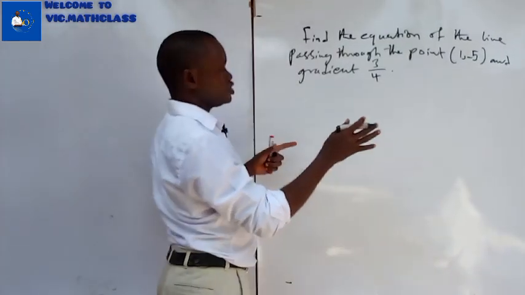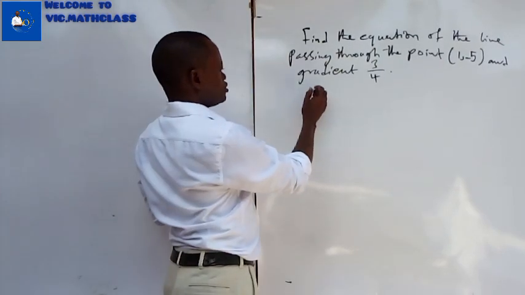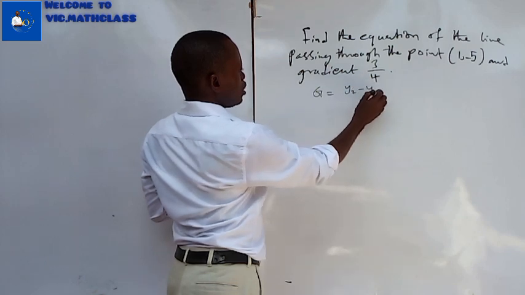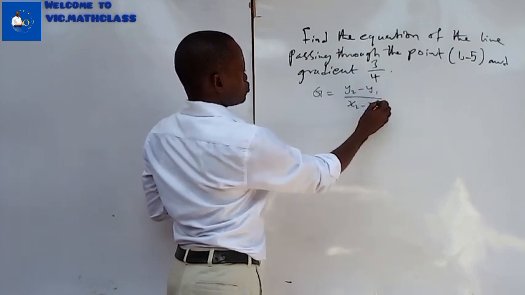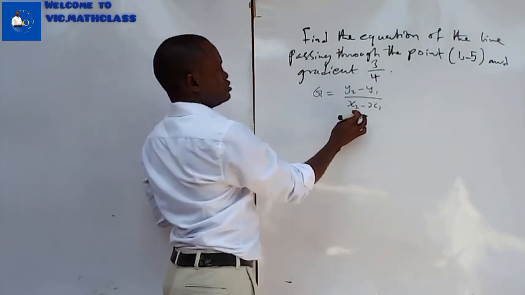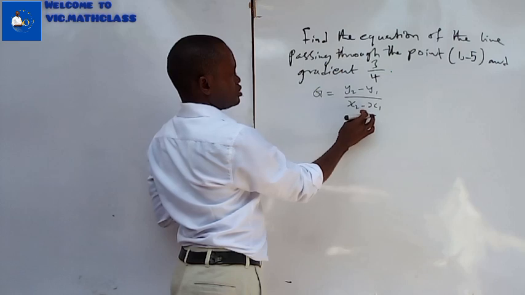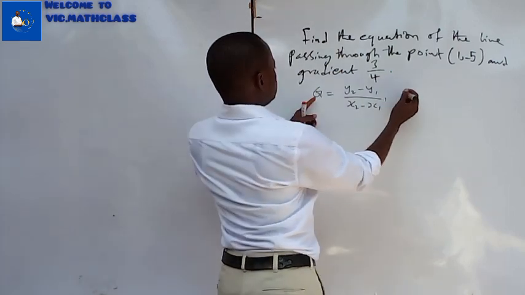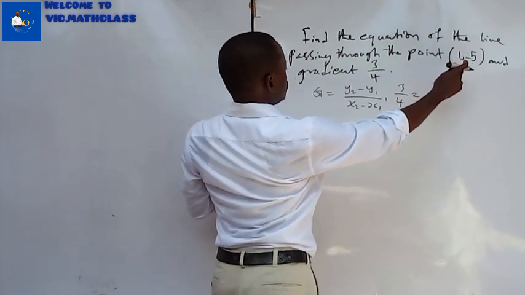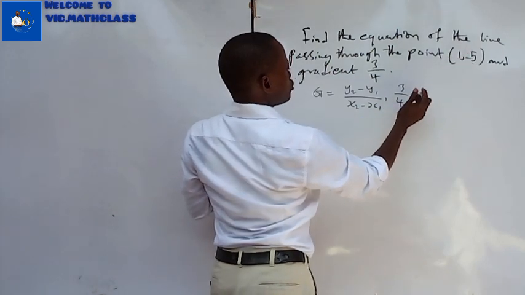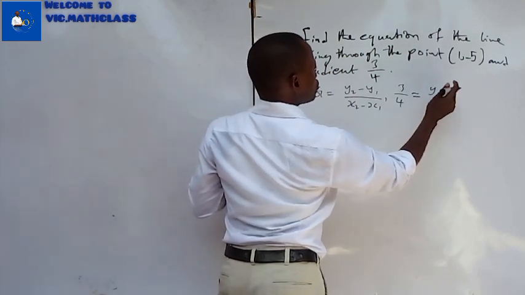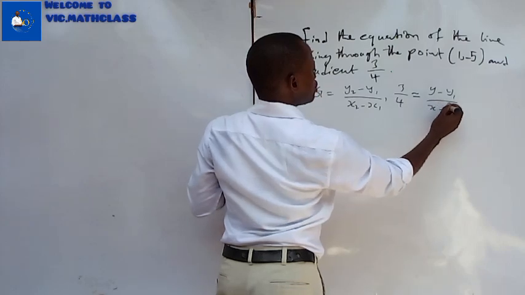You realize from the expression I gave that gradient G is equal to y2 minus y1 over x2 minus x1. So you realize that this is the gradient and this is the increment, and this is the increment. This is for y-axis and this is for x-axis. So if we establish this, we are going to have 3 over 4 equals to the expression we are going to have here, which is now going to be y minus y1 because 1 point is given to us, all over x minus x1.